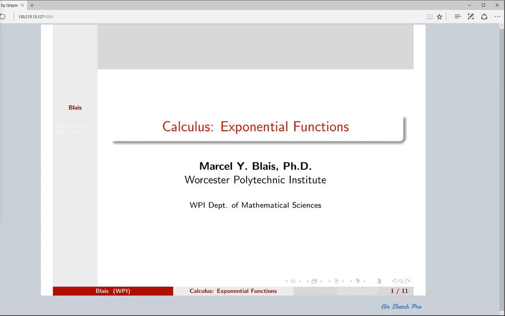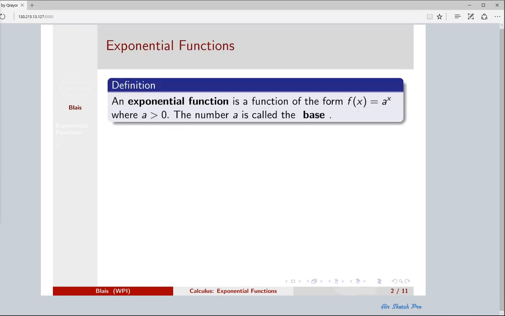In this lecture, we will be learning about exponential functions. So first, the definition. An exponential function is a function of the form f of x equals a to the x, where a is some positive real number, called the base. So it's a constant raised to a power. So a constant raised to a variable power. And we know how to make sense of this.